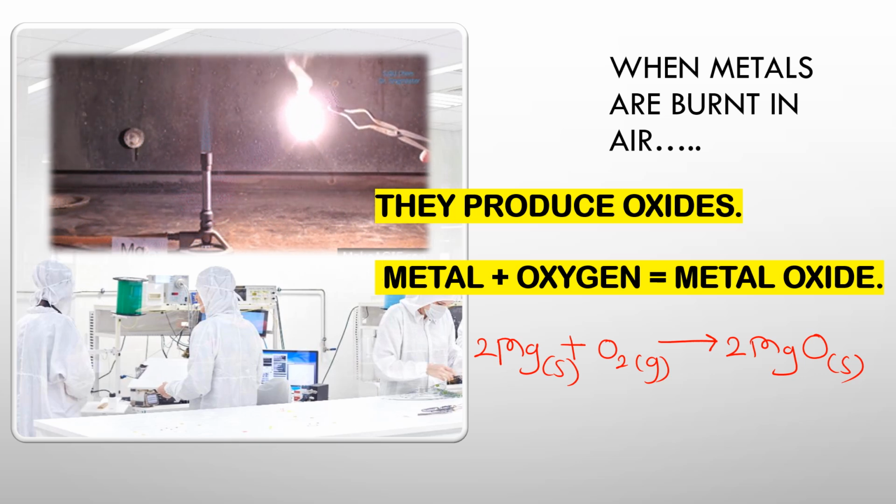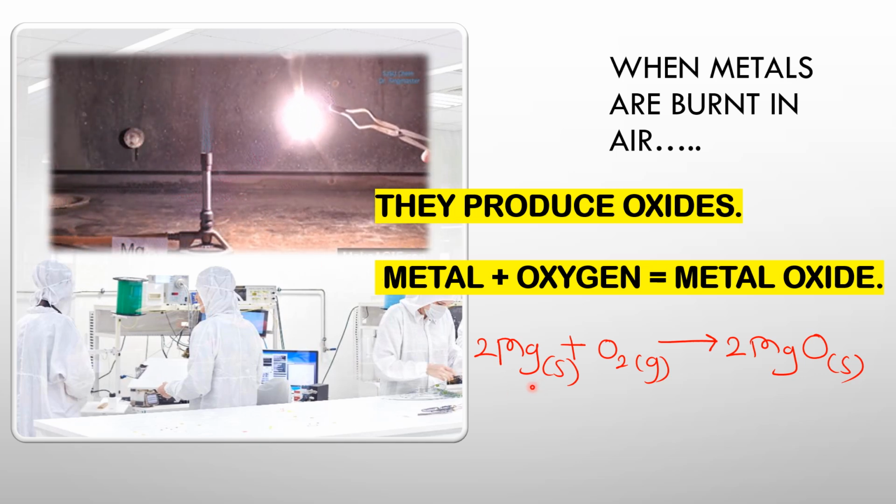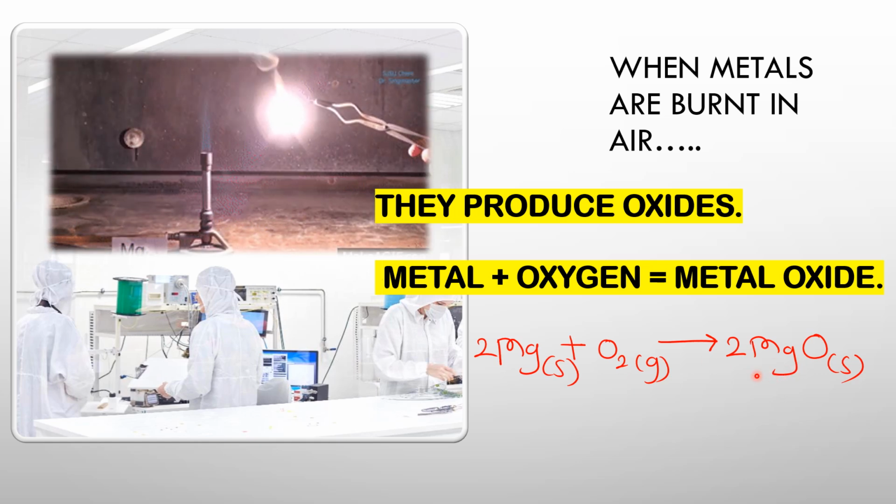Also you can see on the screen the equation for this reaction: 2 Mg reacts with one molecule of oxygen, which is in the gaseous form, which gives rise to 2 molecules of magnesium oxide, 2 MgO, which is in the solid form.